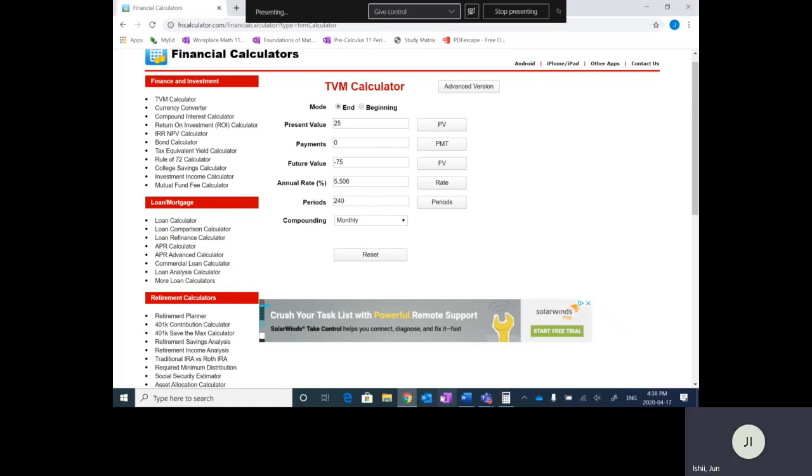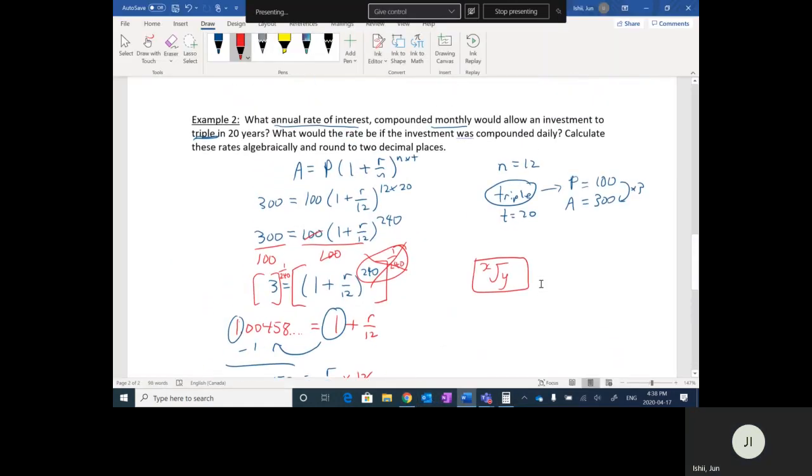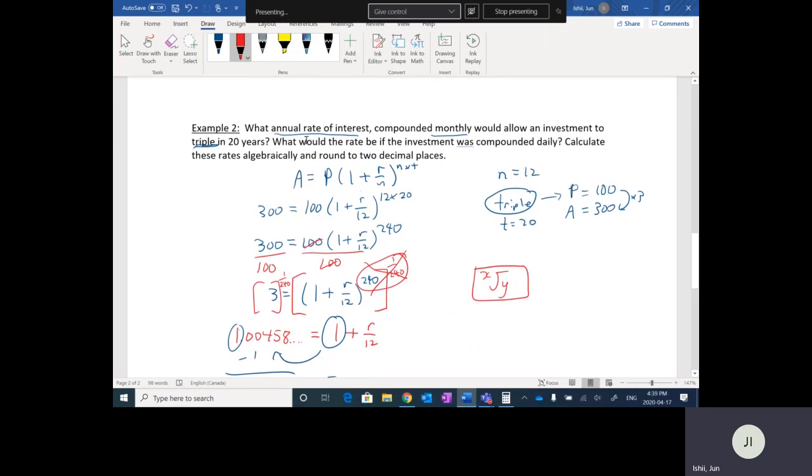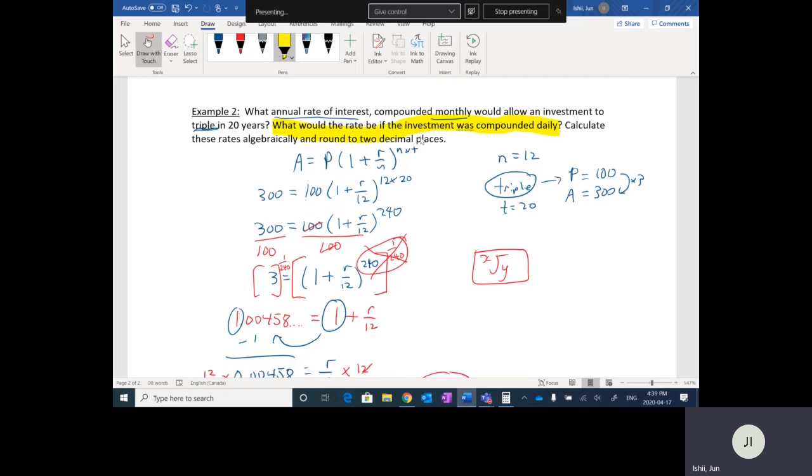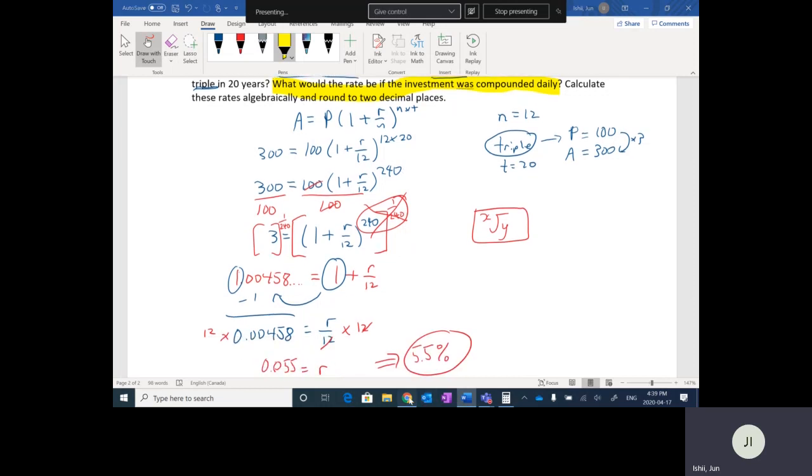Oh yeah, here we go. I thought there was a second part here. What would be the interest rate if you compounded daily? Guys, not gonna lie to you, I don't really feel like doing all this stuff again. But if you were to do it by hand, you would replace the 12 with 365. But let's just do it this way.